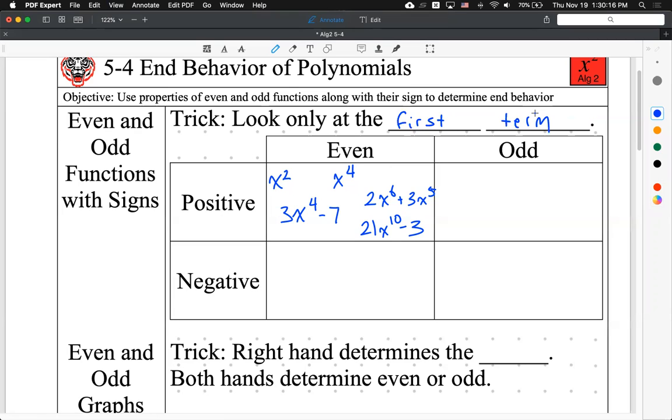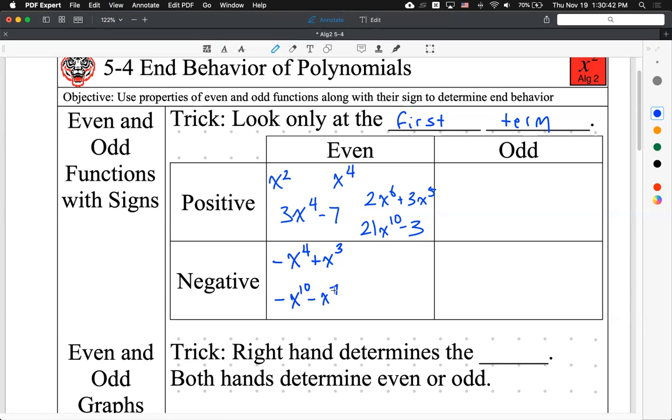But look at the first term also. They're all positive first terms. So let me give you something that has a negative first term that's also even. Negative x to the power of 4 plus x cubed. That is even, and it's negative. I have negative x to the power of 10 minus x to the power of 7. That one is also even, but it's negative because the leading term is negative.